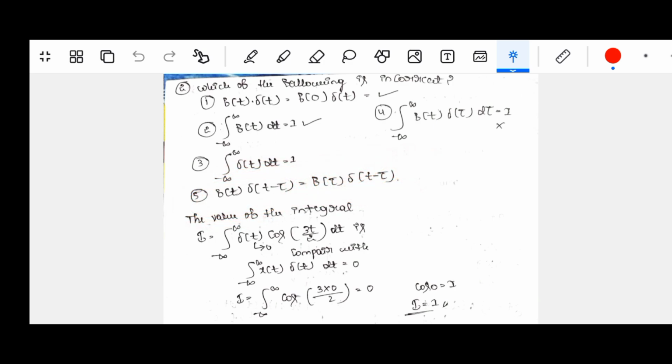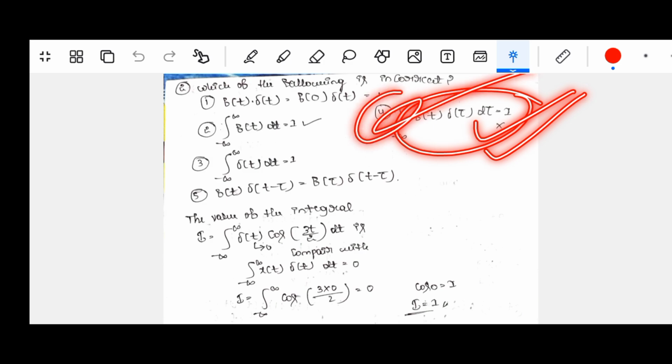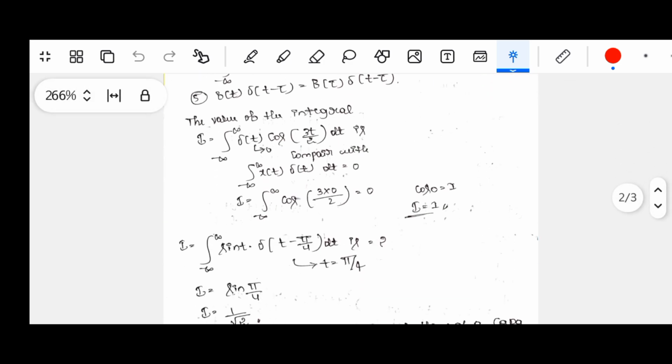Here, the integration from minus infinity to plus infinity of f of t into delta of t into dt is not equal to 1. So this one is wrong. Next, find the value of the given integral. I is equal to the integration from minus infinity to infinity of delta of t into cos 3t by 2 into dt.